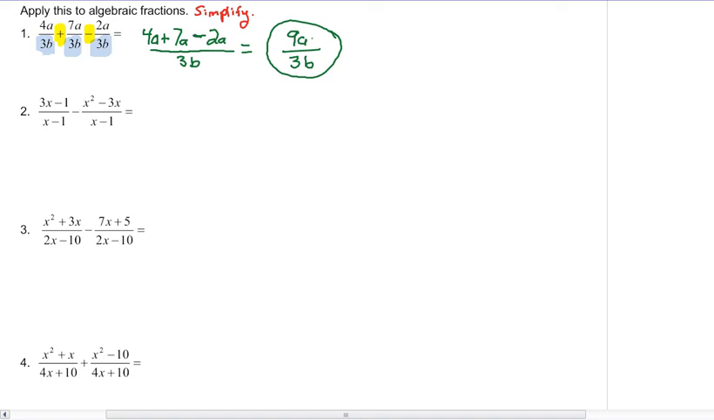Nine a over 3b. Now we could leave it like that, or we could go just a little bit further and say, since I can divide the top by 3 and I can divide the bottom by 3, then that could turn into 3a over b. The top divided by 3, 9 divided by 3 is 3. The bottom divided by 3, 3 divided by 3 is also b.